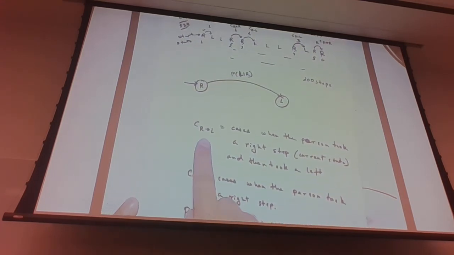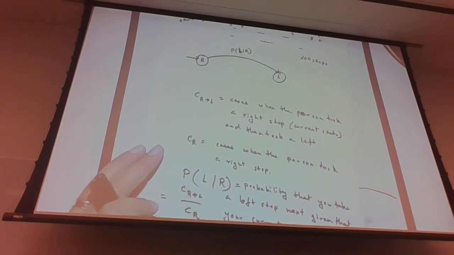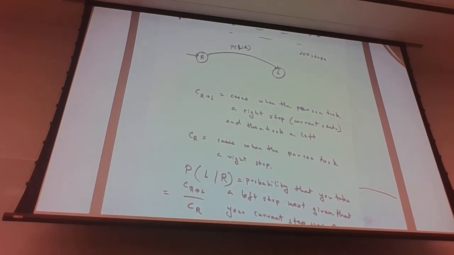So given this definition of CRL, can I define what will be CRR? Yes. What is CRR? Just replace right by that. So cases when the person took a right step and then took another right, that is CRR. Now what is CR? CR is cases when the person took a right step. The moment the person takes a right step, doesn't matter what he does in the future, you just count those. So that is the difference between CR and CRR.